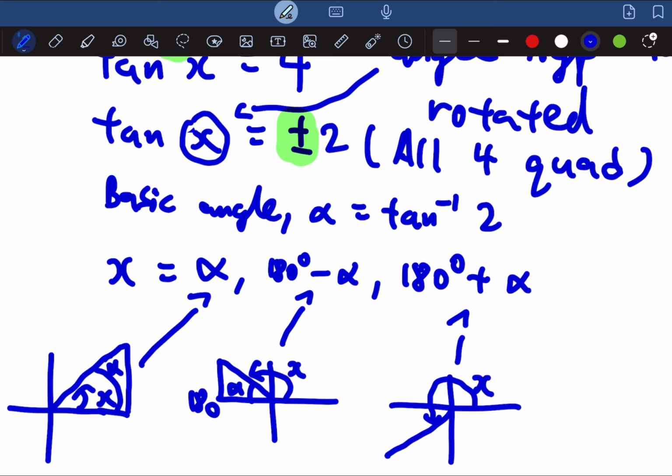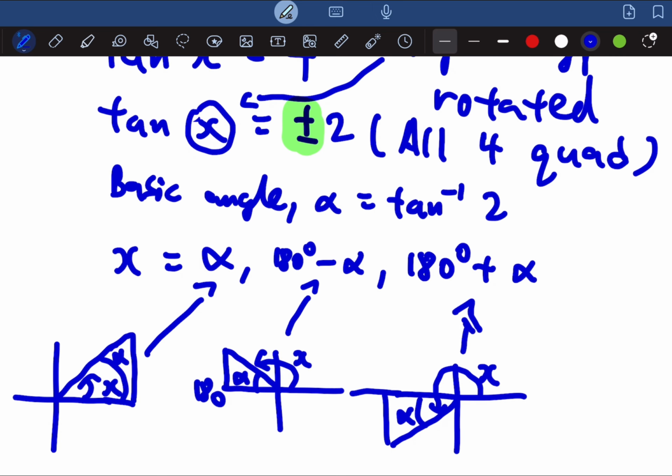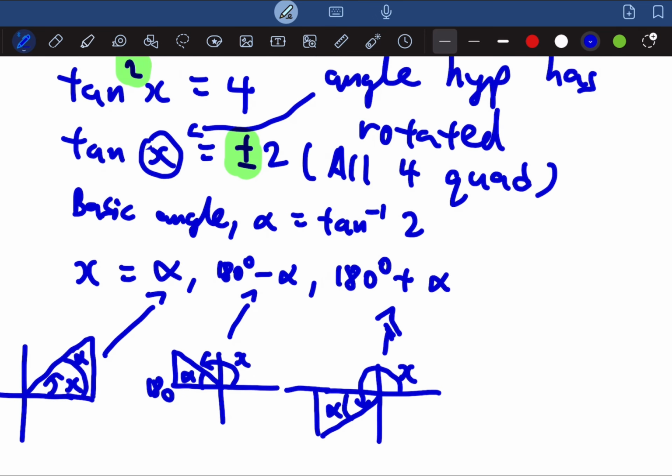This is the angle we need to find, and here is the alpha. So that's why it's 180 plus alpha. Okay.